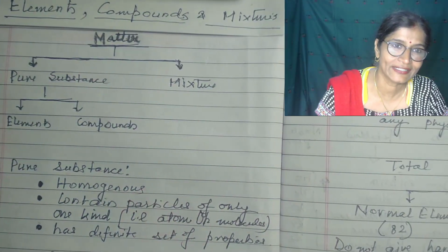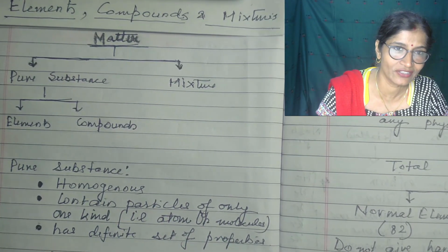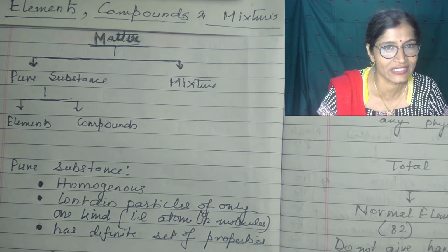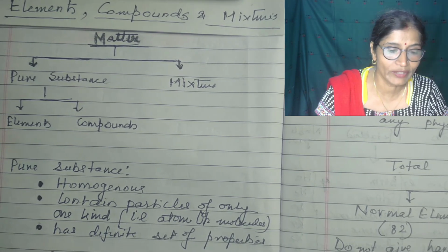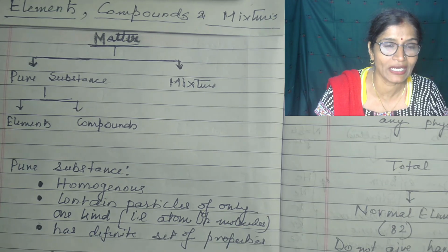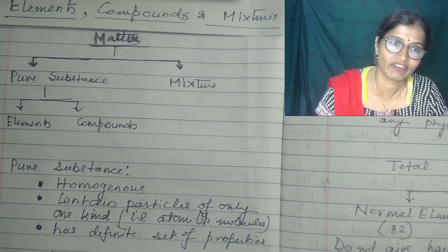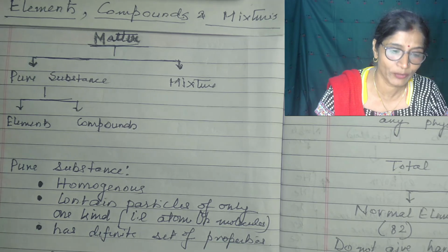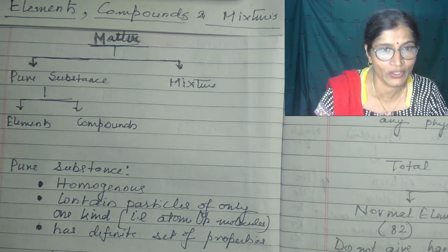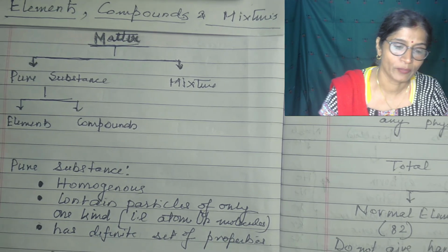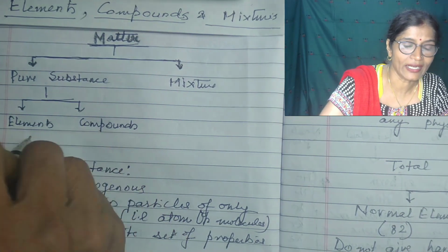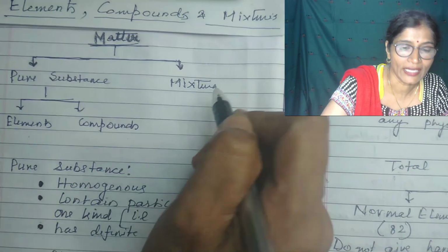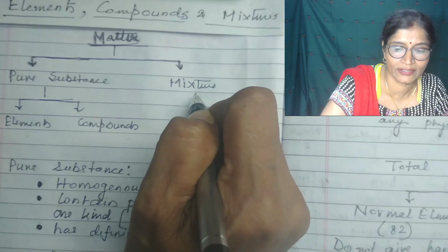We have already discussed that matter exists in three states: solid state, liquid state and gaseous state. Today we will discuss that matter is broadly classified into two groups, that is pure substance and impure substance, meaning the mixture. Pure substances are elements and compounds, and impure substance is mixture.